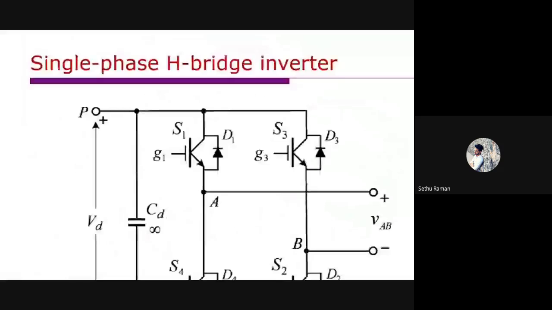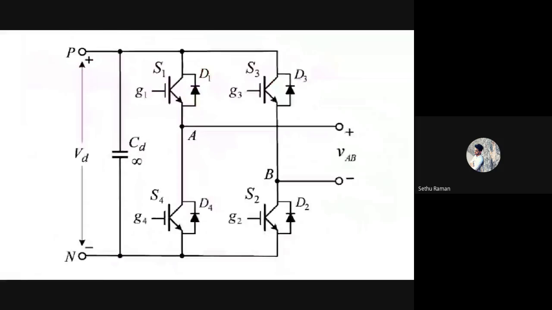So yes, this S1 is on, right here. We are controlling the switch S1 and we are controlling the switch S3, right? So we are measuring the voltage between A and N, right? We are measuring the voltage between A and N.